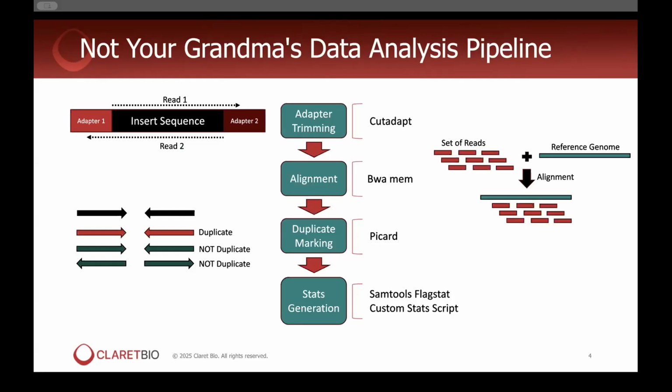Following adapter trimming, you're going to be performing alignment, where, as you can see in this diagram on the left, on the right, you have your set of reads and your reference genome, and the alignment is where we're finding the best location for those reads to map to on the reference genome. And so this is what is a crucial part of most pipelines, where you have all this data, but you need to know where it's coming from exactly on the reference genome.